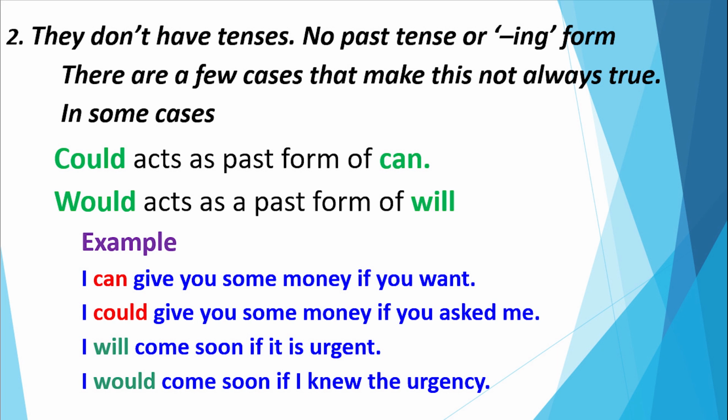Let's see an example of this can and could, where they are a bit special or exceptional. I can give you some money if you want. I could give you some money if you ask me. In this case, could is the past tense of can. I'll come soon if it's urgent. I will come soon if it's urgent. I would come soon if I knew the urgency. So would is also functioning as the past form of will.